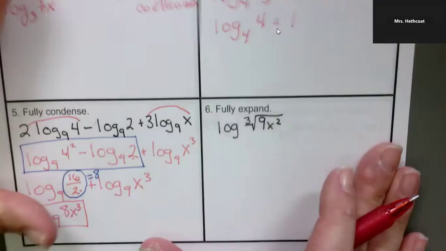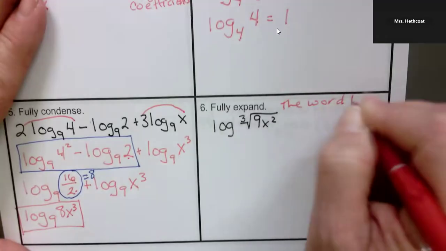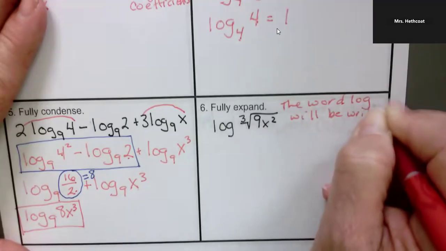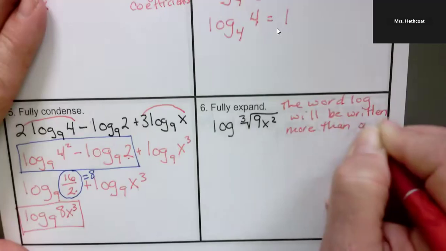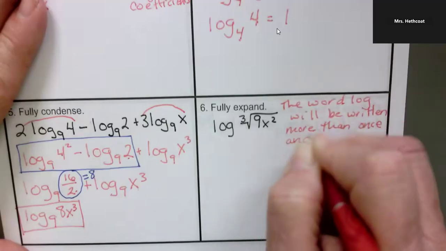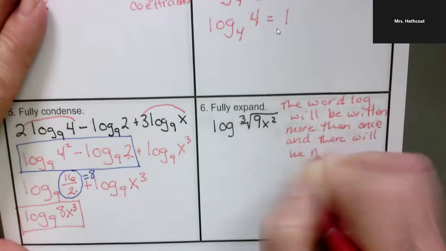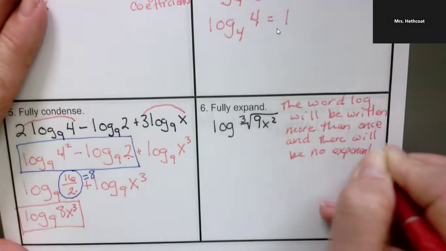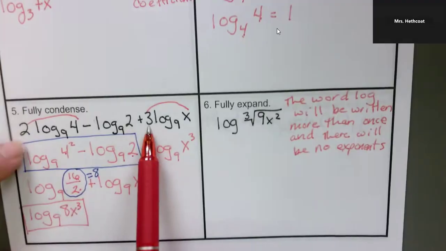Now to fully expand, the word log will be written more than once, and there will be no exponents. So when we're condensing, we want the exponents, but when we're expanding, we want the leading coefficients, okay?